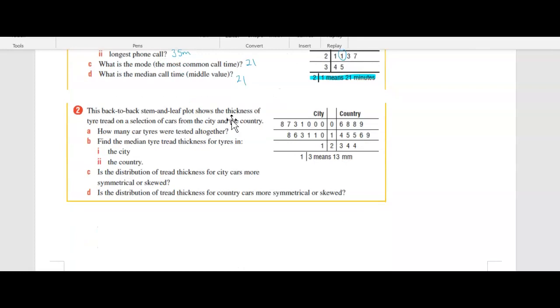All right, question 2. This back-to-back stem and leaf plot shows the thickness of tyre tread on a selection of cars from the city and the country. How many tyres were tested altogether? We've got 1, 2, 3, 4, 5, 6, 7, 8, 9, 10, 11, 12, 13, 14, 15, 16, 17, 18, 19, 20, 21, 22, 23, 24, 25, 26.